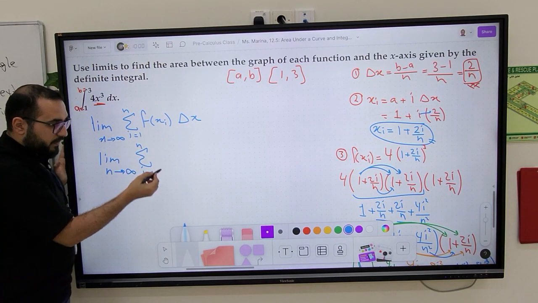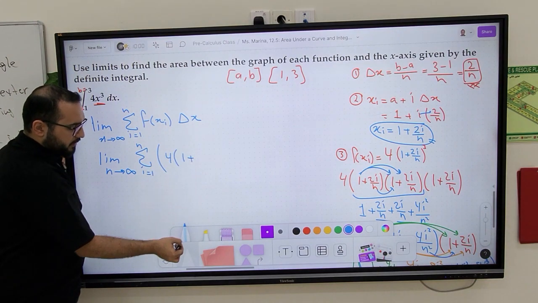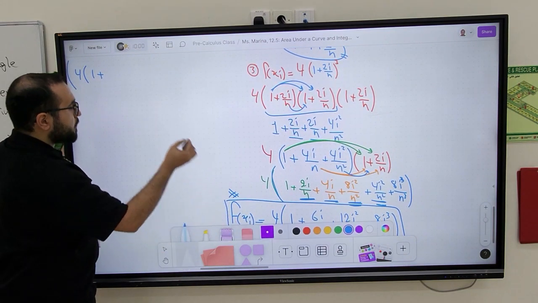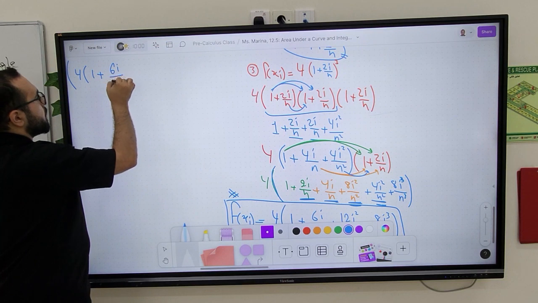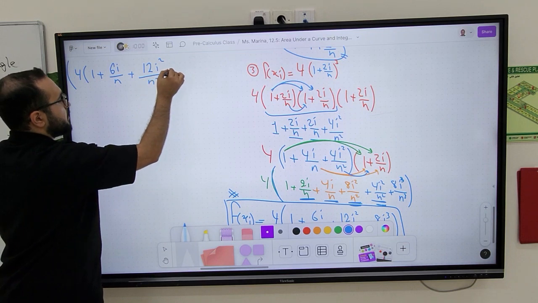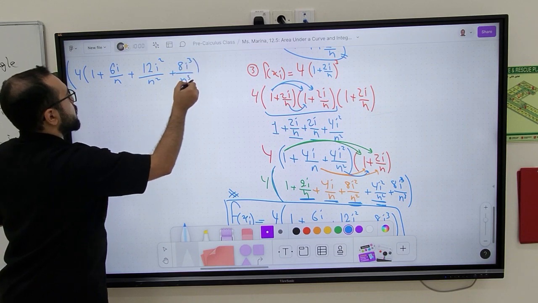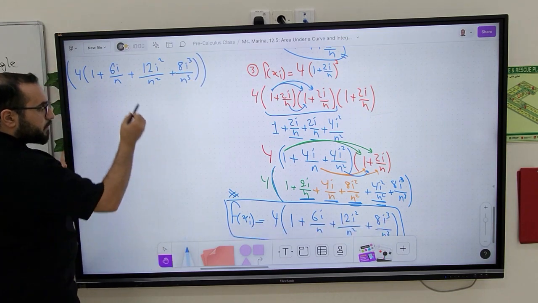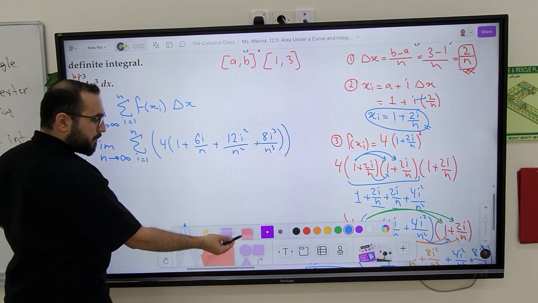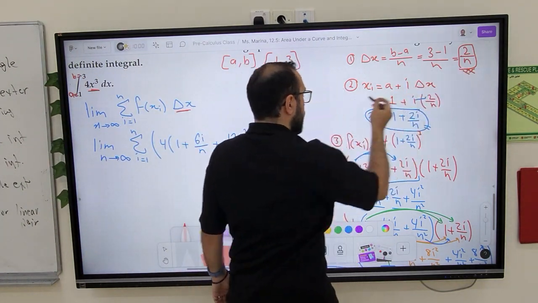Now f of x_i is 4 times (1 plus, let me copy it from here, 6i over n plus 12i squared over n squared plus 8i cubed over n cubed). So all of that is just f of x_i, and all of that is multiplied by delta x. So delta x is equal to what? We already found it: 2 over n.